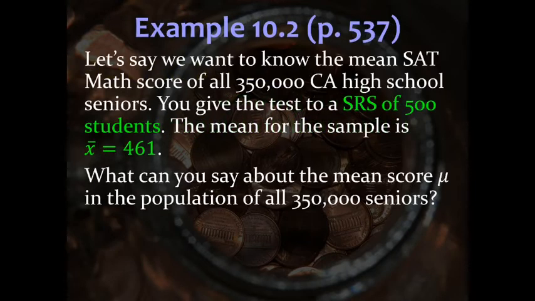So let's use this example. Let's suppose we want to know the mean SAT math score of all 350,000 California high school seniors. So you don't know the true population mean. You give a test to a sample of 500 students and you end up with a sample mean of 461. So based on this, what can you say about the mean score mu in the population of all 350,000 seniors?